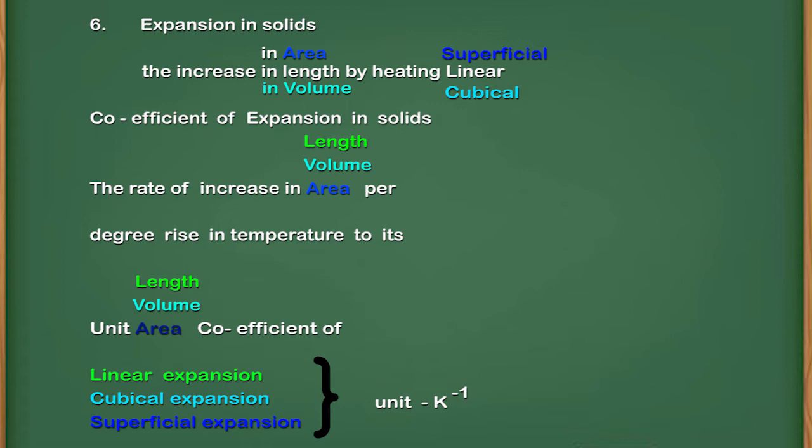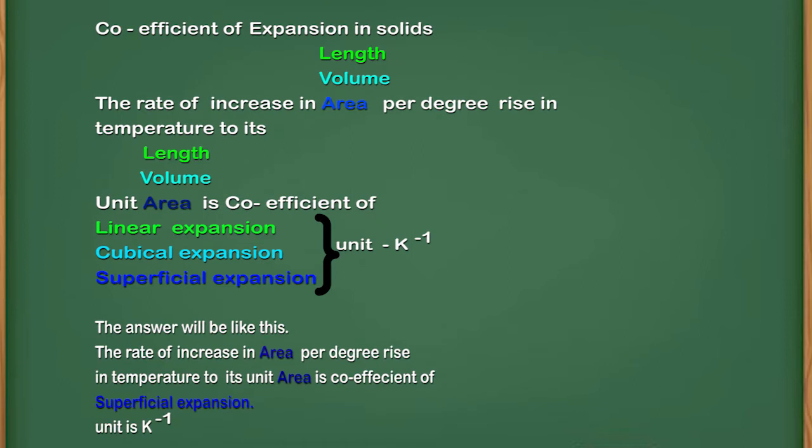Okay, one sentence you remember it: the increase in length by heating is linear. Accordingly, you will get the answer. Then next comes coefficient of expansion in solids. Here also one sentence: the rate of increase in area per degree rise in temperature to its unit area is called coefficient of superficial expansion. Area, if you take, it is superficial. Length you have taken, it is linear expansion. Coefficient of linear expansion you should write.